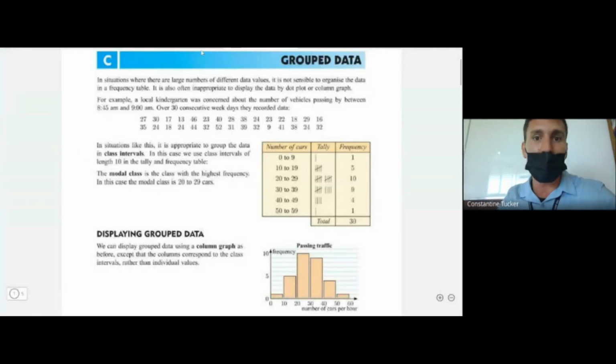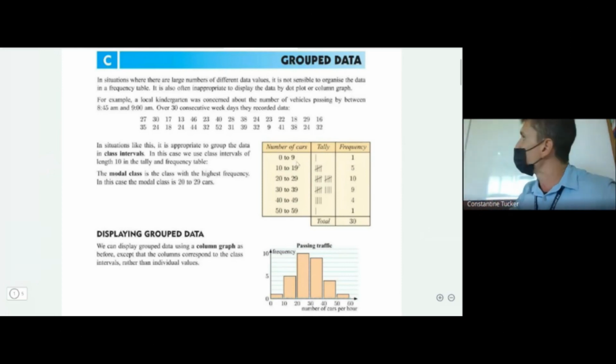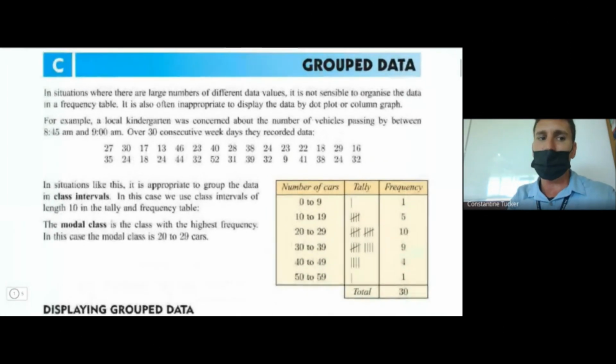We're talking about paragraph 6C, grouped data. So what does this mean? It means we have put the data all together into a table. Now, this table, if you look at it here on the right, let me zoom in so you can see a little bit better. So this is talking about cars.